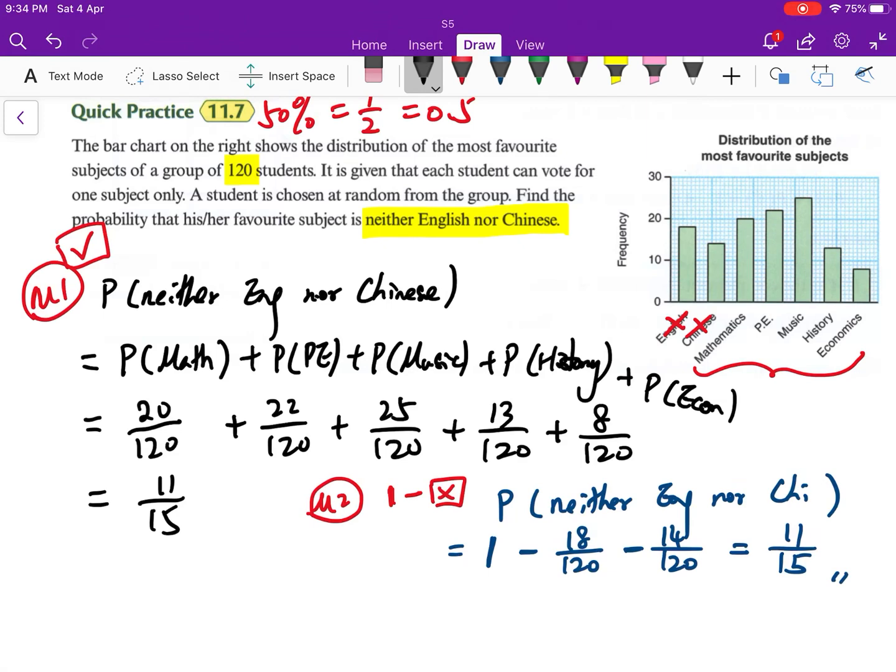That's it. So now it's your time to do the homework to become familiar with 11.3, the addition law. Next time, after the Easter holiday, you will come back to learn 11.4, the multiplication law. See you after the Easter holiday. Bye.